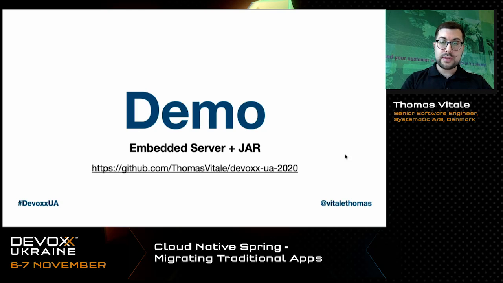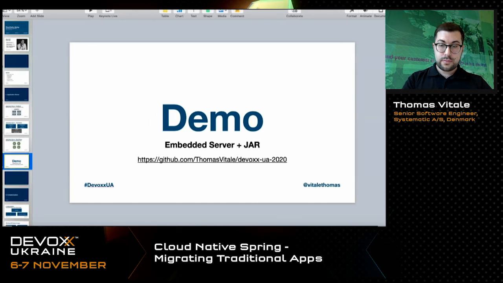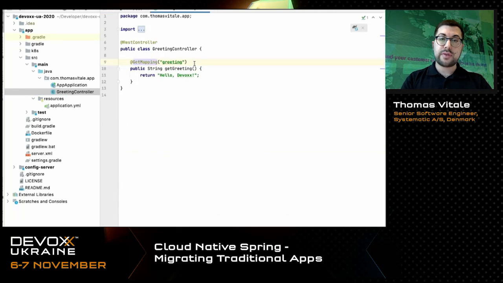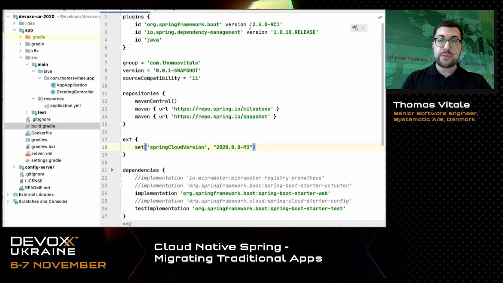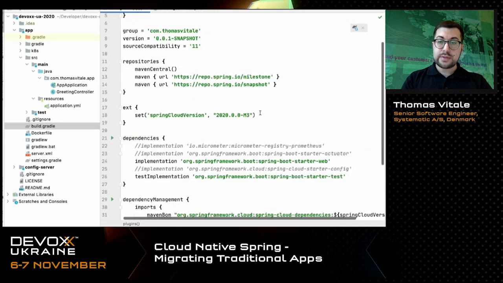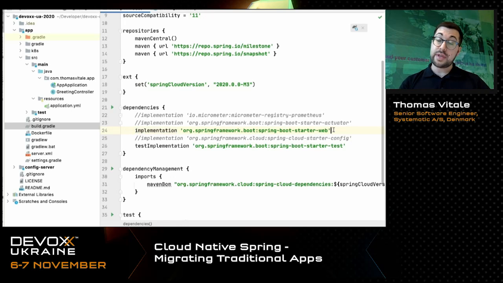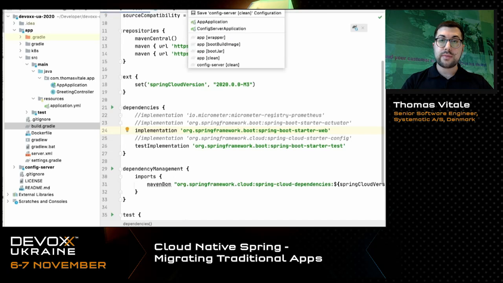And now let's have a look at a little demo. So this is a very simple application. It only contains a REST controller returning a greeting. And the only dependency I'm using in Spring Boot version 2.4.0 is the Spring Boot starter web. This is the dependency providing the embedded server. In this case, it's Tomcat. That's the default one, but you can also change it. And it works with some auto configuration. So I can go ahead and run it.